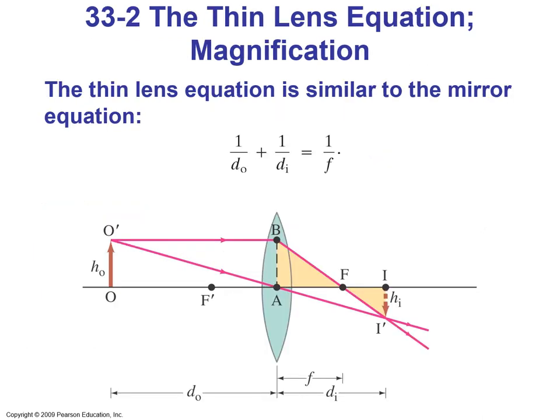Section 2, the thin lens equation, magnification. The thin lens equation is similar to the mirror equation. We have 1 over DO, which is the distance of the object from the lens, plus 1 over DI, which is the distance of the image from the lens, equal to 1 over F, the focal length of the lens.